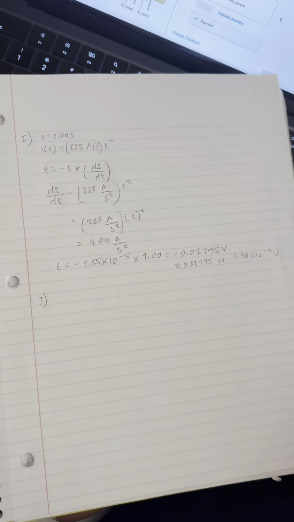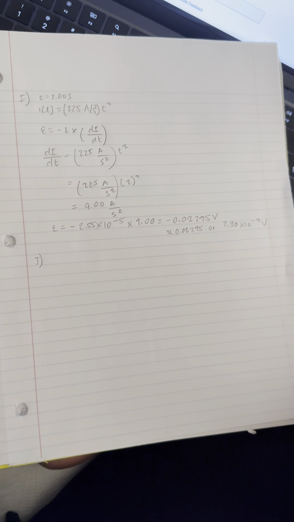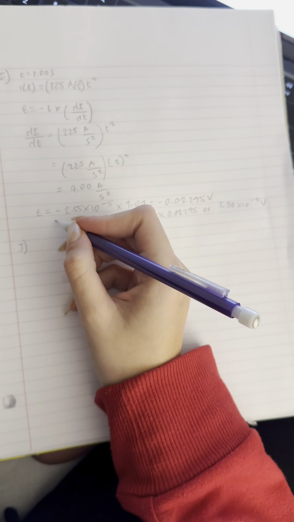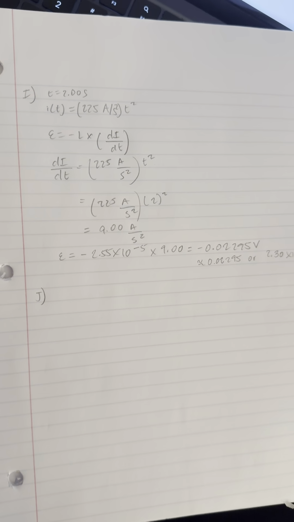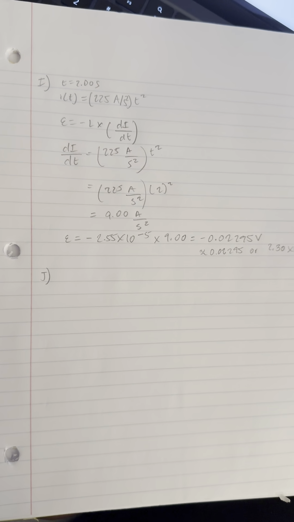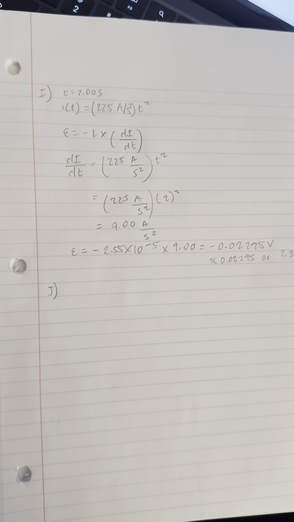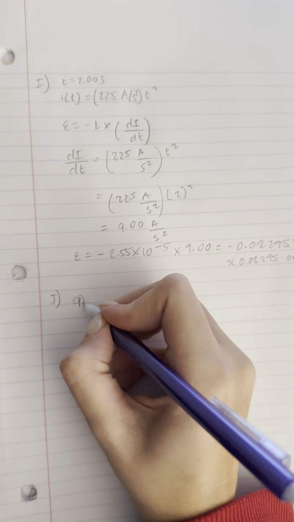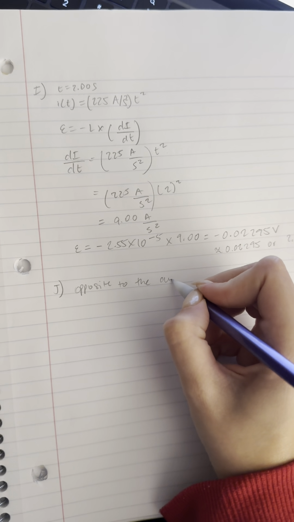And last but not least, part J is asking, find the direction of the induced EMF at 2 seconds if the current is 225 amperes per second squared, t squared. So according to Lenz's law, the induced EMF should be directed opposite to the change of the current. And because the current increases, this means that it will go opposite to the current. And this would be the answer for part J, opposite to the current.